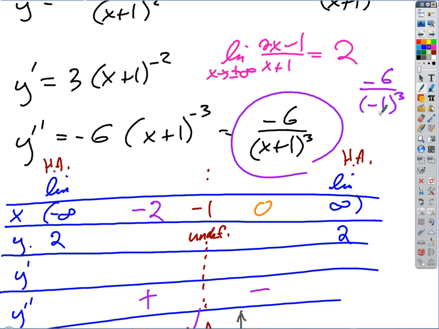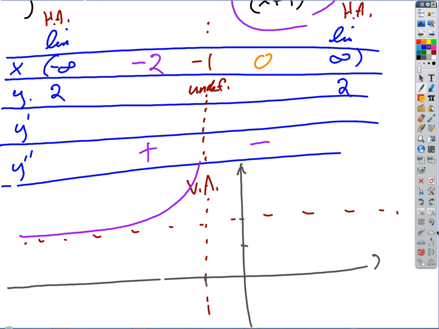Okay? Now over here we get negative, so it's got to be the bottom of the 2, right? So it looks like that. Does that make sense? Okay. This gives you an idea how we can still use this table even though there are no critical numbers. It's still handy. Okay. All right.